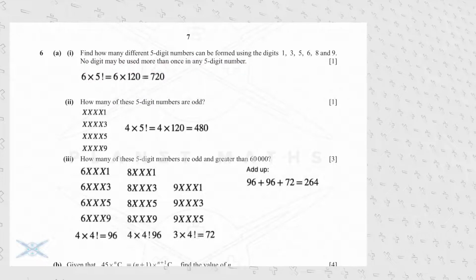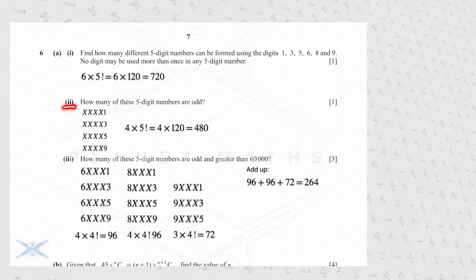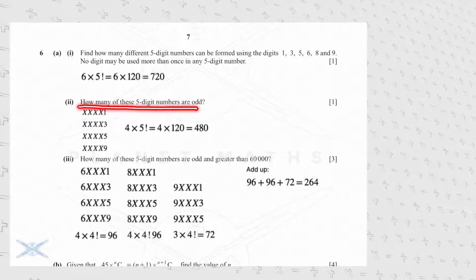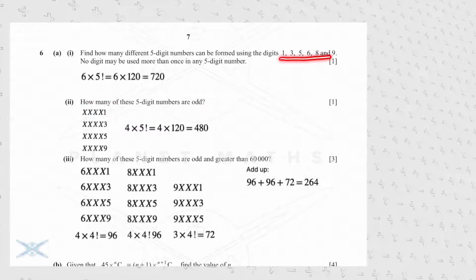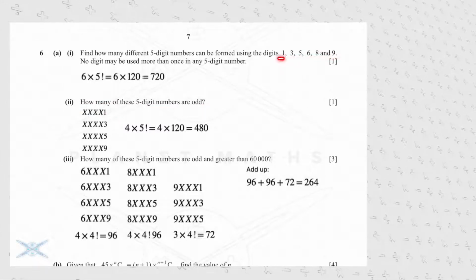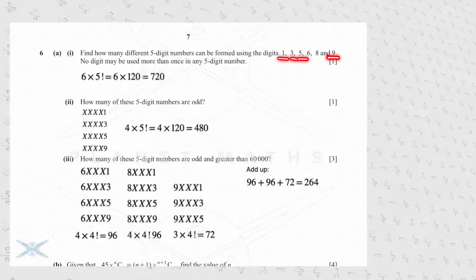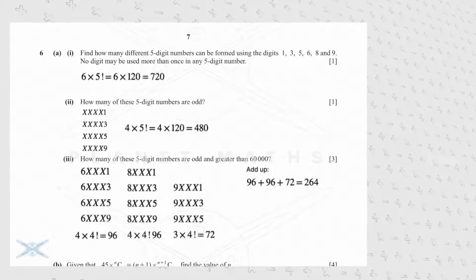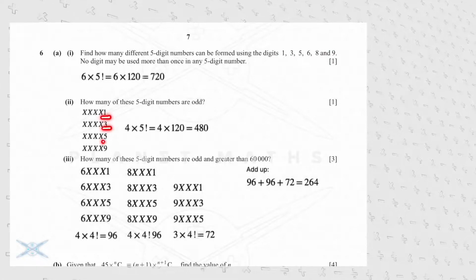In the second part of exercise 6a, we should find the answer to the question of how many of these 5-digit numbers are odd. Looking at the digits provided, we can determine that 1, 3, 5 and 9 are the only odd numbers out of those 6, meaning that our numbers can either end on 1, 3, 5 or 9.